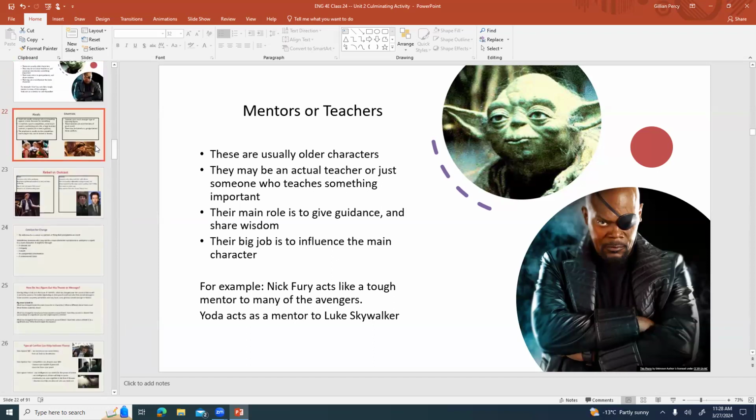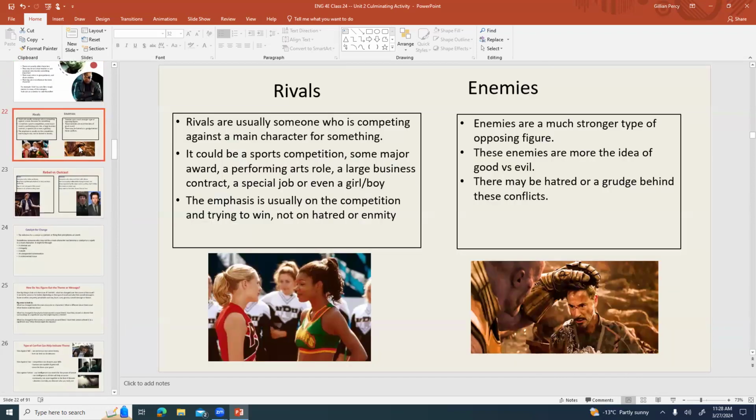Okay, looking at rivals versus enemies. Rivals are usually someone who's competing against a main character for something. It's not necessarily an enemy, it's a smaller kind of thing. It could be a sports competition, or maybe there's some major award they're going for, a performing arts role, a large business contract, a special job. Maybe they're even just a rival for a certain boy or girl. The emphasis is usually on the competition and trying to win, not on hatred or enmity.